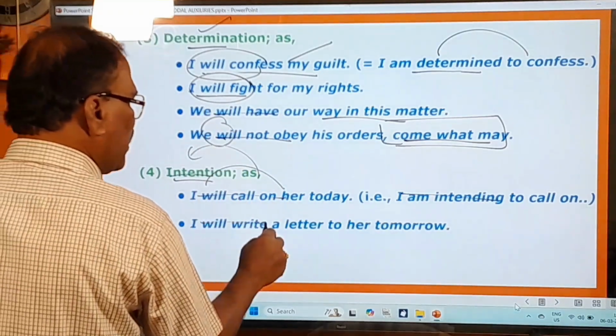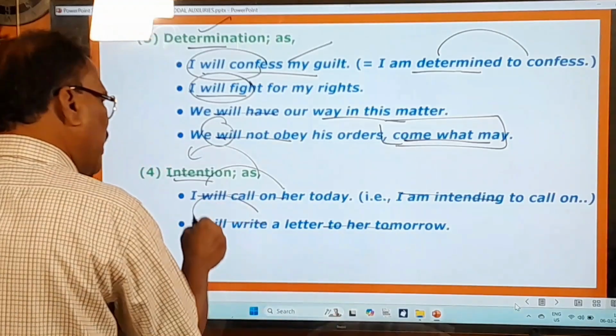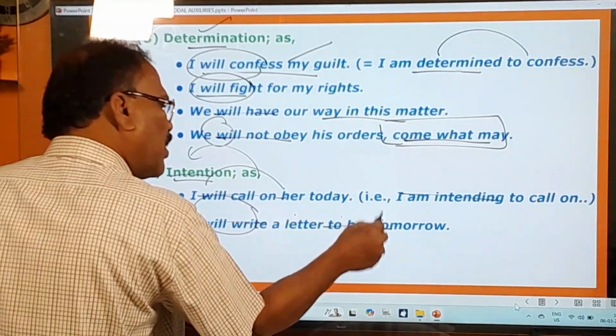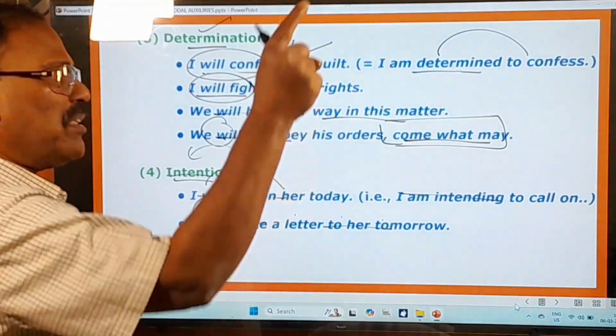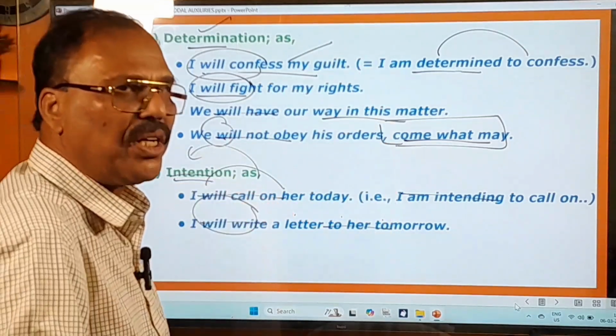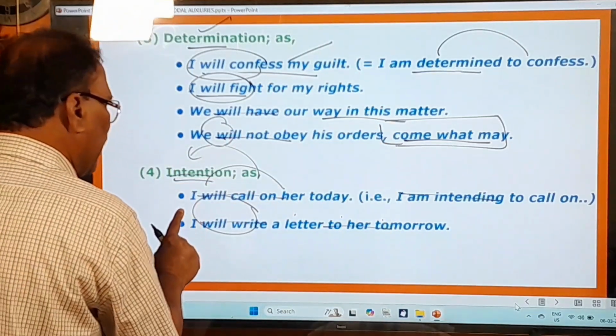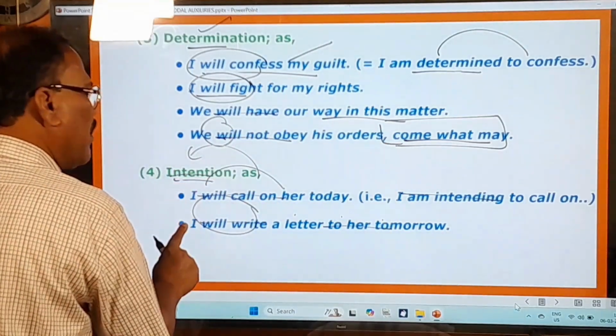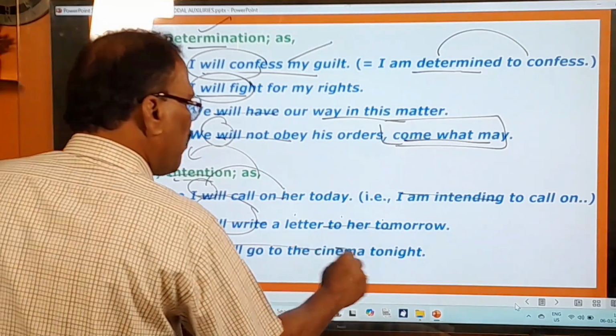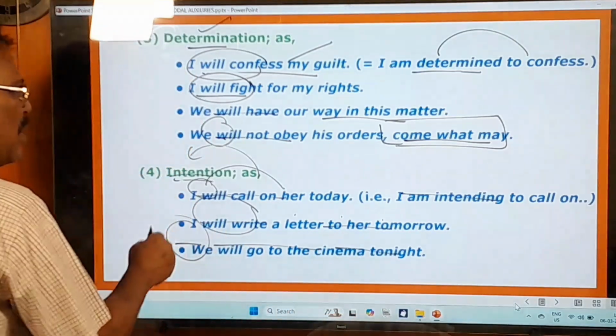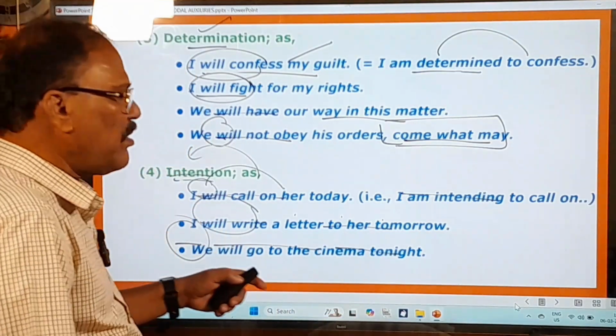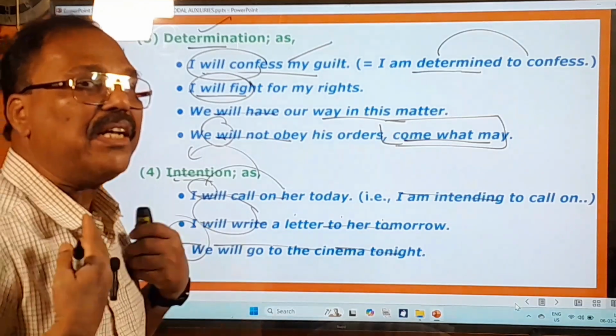And here you pay attention. I will write a letter to her tomorrow. So it is your intention to write a letter to her tomorrow. ఆమెకు రేపు లెటర్ రాయాలనేది నీ యొక్క ఇంటెన్షన్. So this will is indicating the intention of this person. And here: we will go to the cinema tonight. మేము ఈ రాత్రికి సినిమాకు వెళ్తాం. This is our intention.